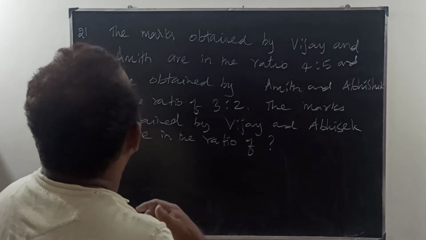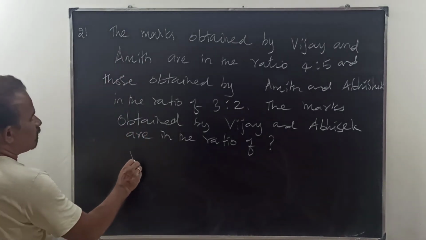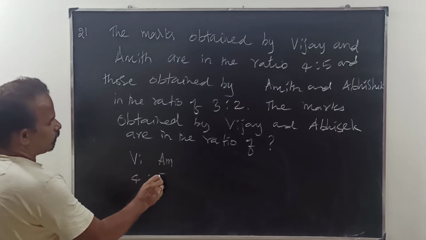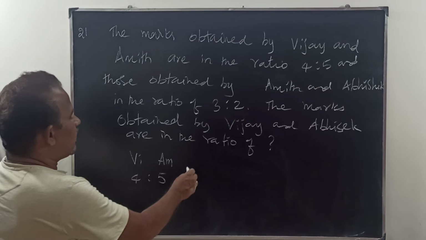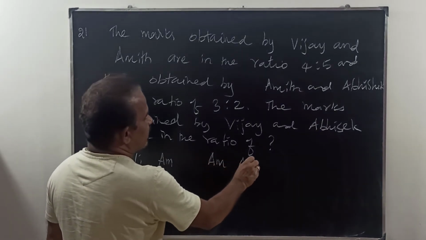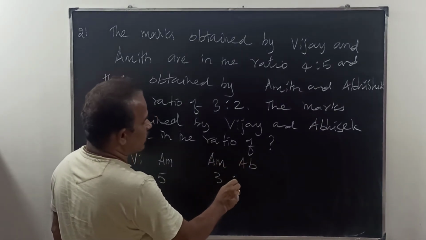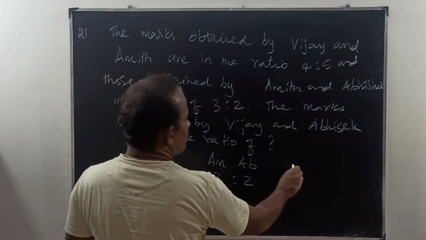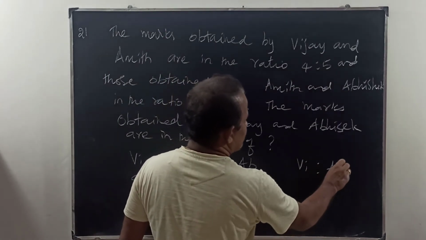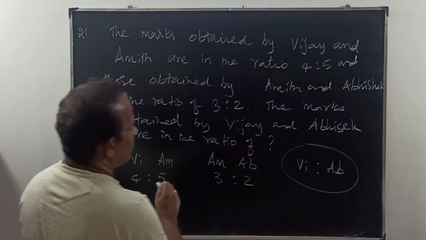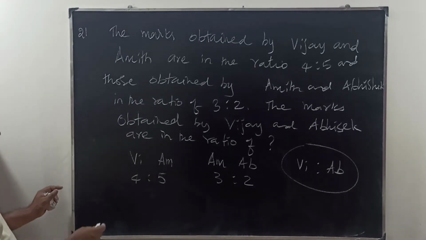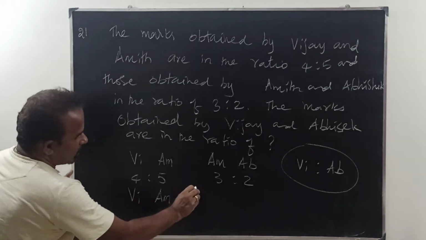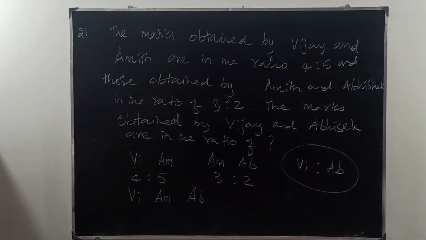Okay. Very simple. Vijay and Amit ratio is 4:5. Amit and Abhishek ratio is 3:2. That's all. Now, what is the ratio of Vijay and Abhishek? This is the question. So now we have to find out the Vijay, Amit, Abhishek ratio. That's it.